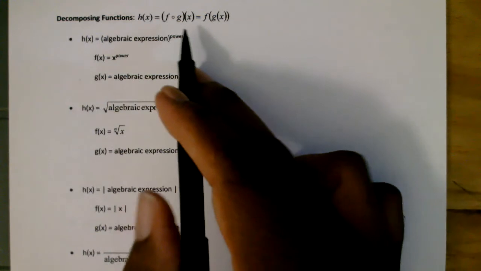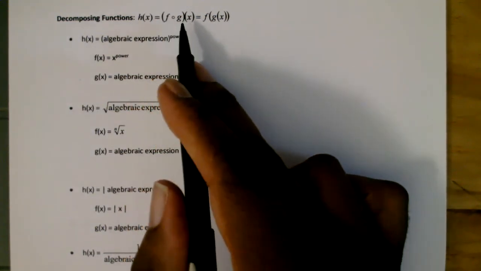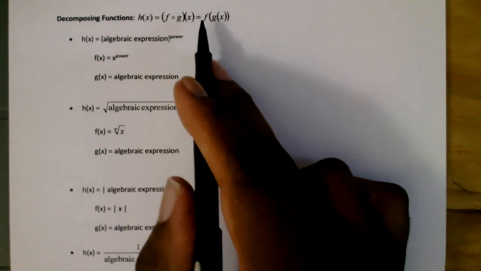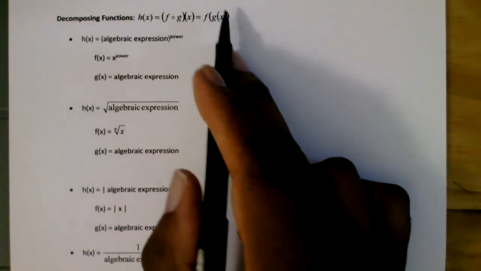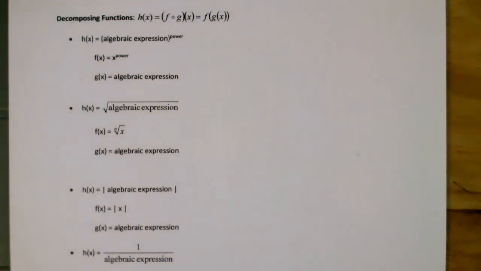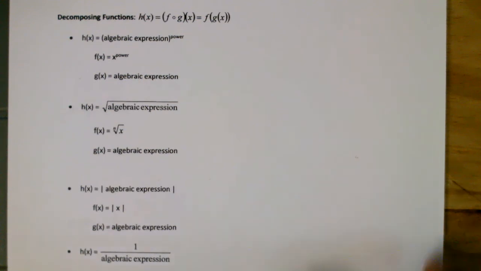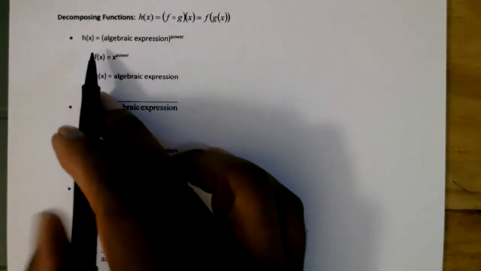All right, in this case here, we're letting h of x be equal to the composition of f with g of x, to be this, f of g of x, where g of x is going to be the inside function, and f of x will be the outside function. Now, there are 4 possibilities for this. One of them could be this.